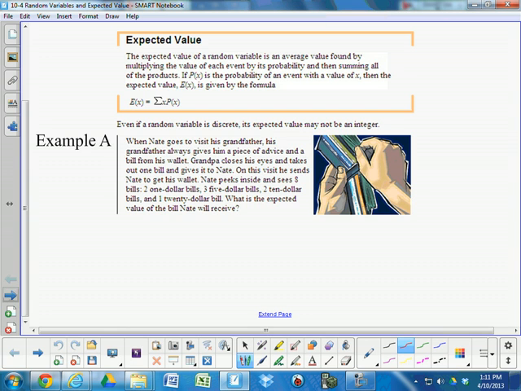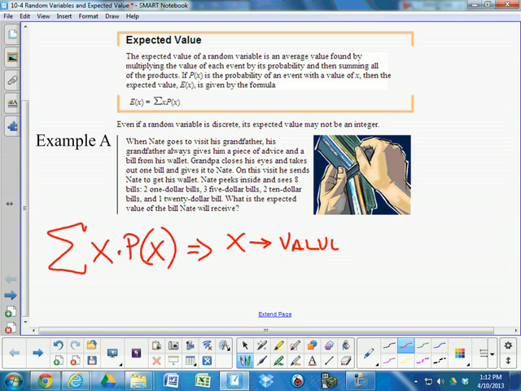So what we need to do here with expected value is the formula goes like this. You take the sum of x times p of x. And that's not much of a formula. We really need to interpret that. What does that mean? So what the x and the p of x mean is as follows. Ready? The x is the value of each bill, or each item, whether you're playing a game or rolling dice or something like that. It's the value of each outcome, while p of x is the probability of each outcome.